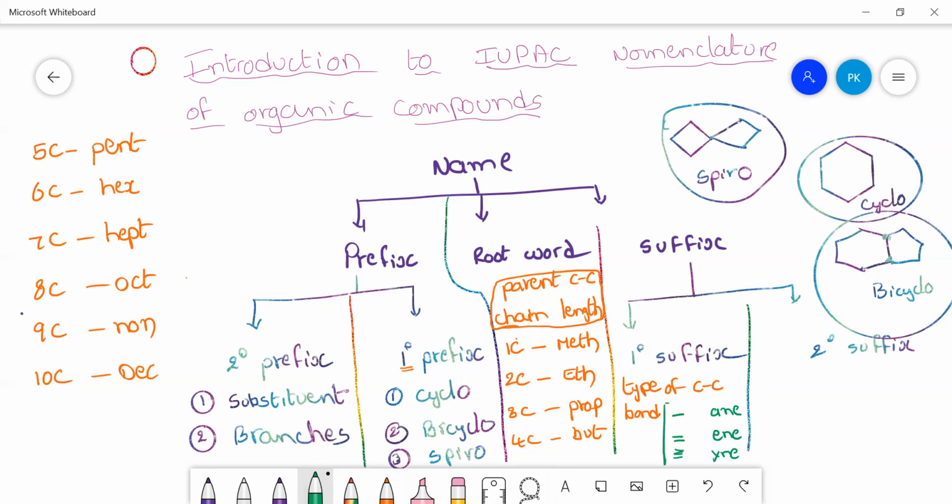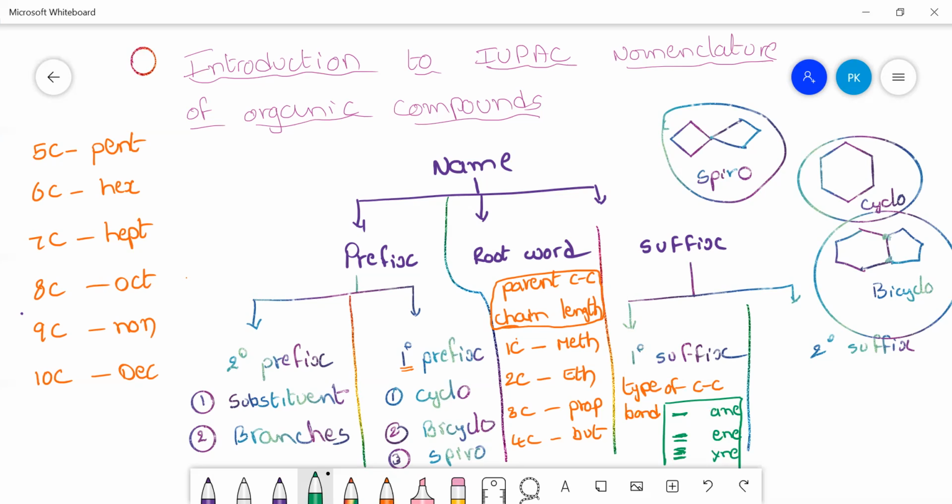Only these three are the words, students. Single bond, ane; double bond, ene; triple bond, yne. So if it has meth and only a single carbon with no double bond, it is methane. Ethane if there are no double bonds, or if you find a double bond, ethene, like that.